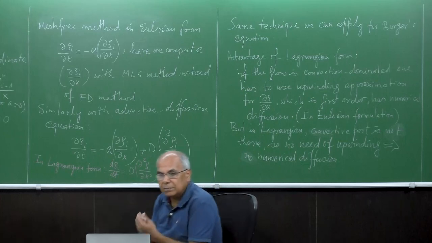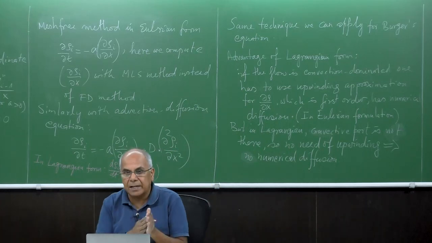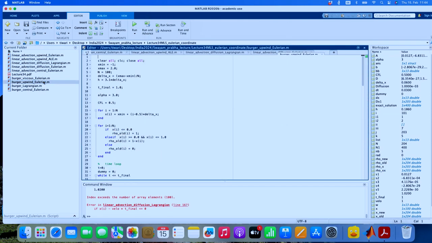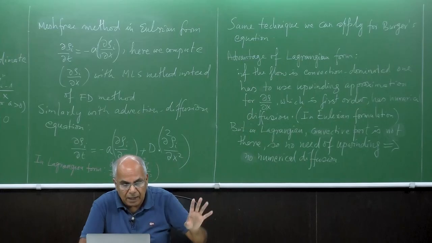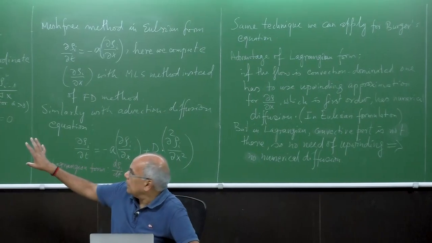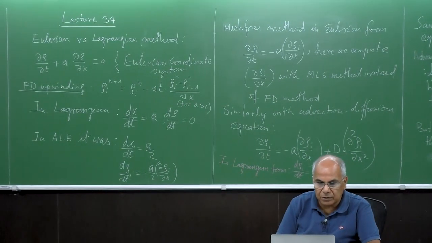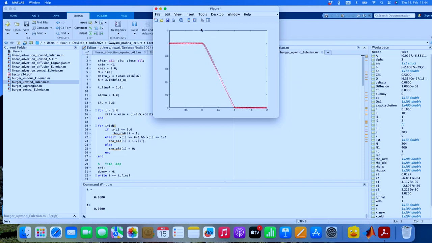So that is the difference between the Eulerian and Lagrangian formulation. Now let us come to the Burgers equation. When I have the Burgers equation, everything is the same, whether I apply the ALE formulation or the Eulerian formulation. So let us say we use the Eulerian formulation for the Burgers equation.